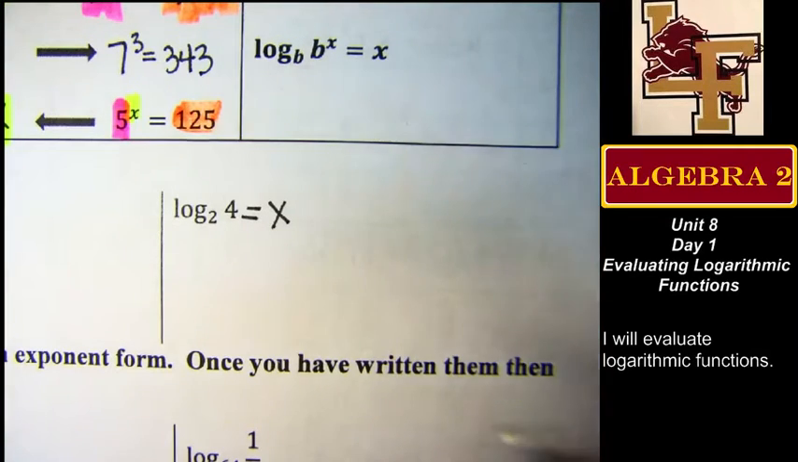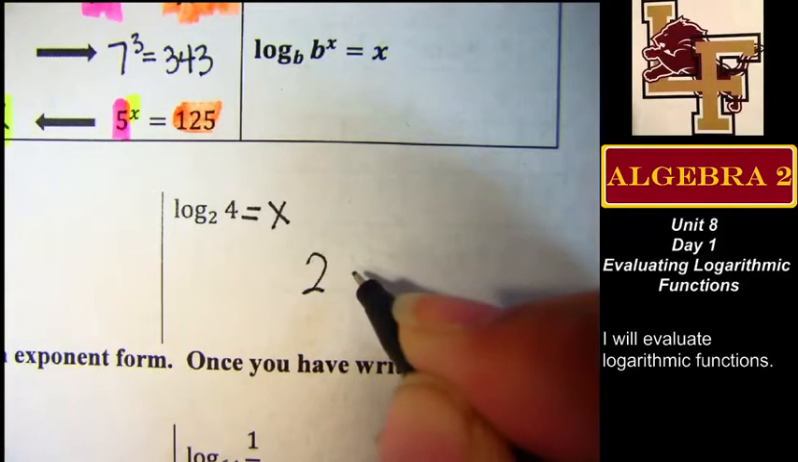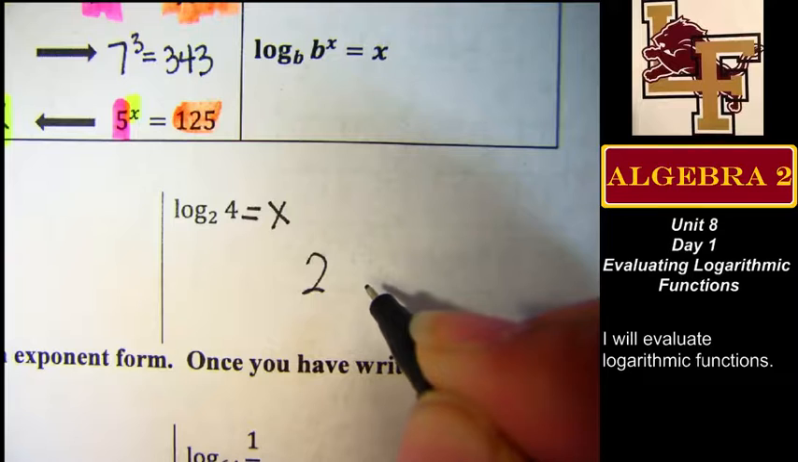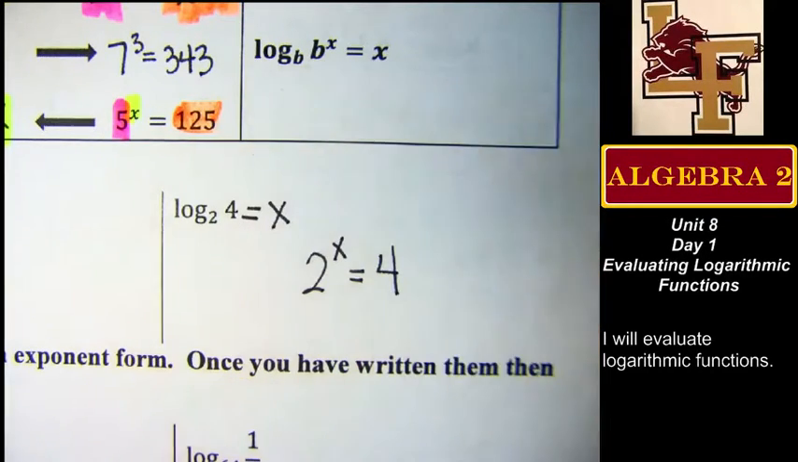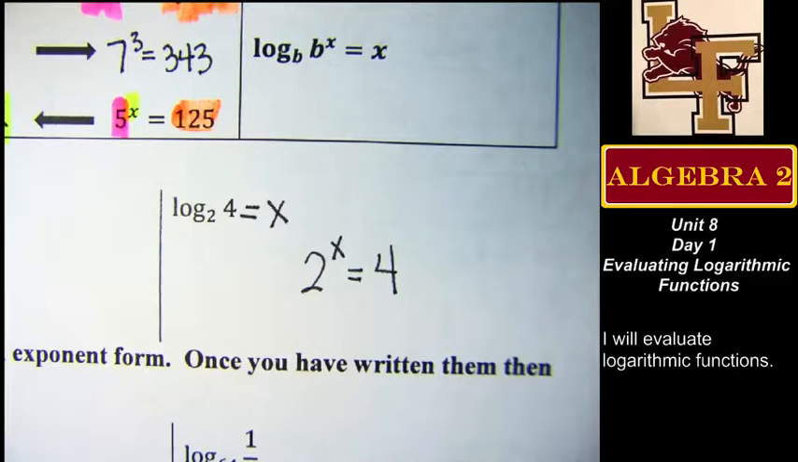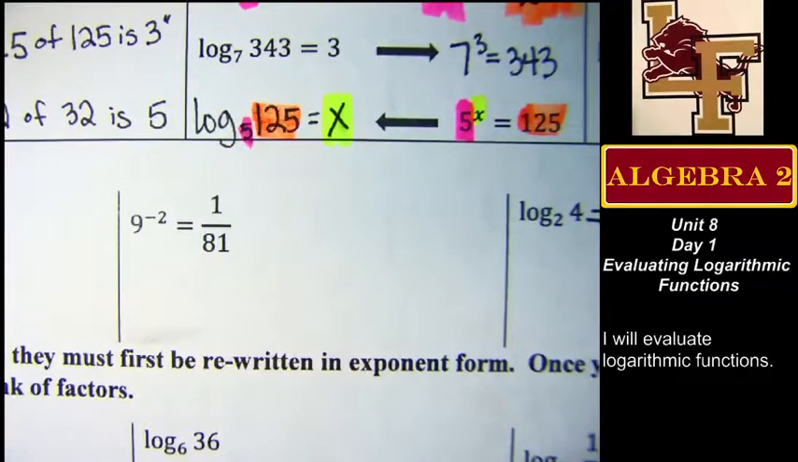What's the base? 2. What's the exponent? 4. No, wait, no. x. It's x. What's the result? 4. Equals 4. I could figure out what exponent I have to raise the number 2 to in order to equal 4, but that's not what I was asked. I was asked just to rewrite the thing. Did I rewrite the thing? Yes, I'm done. I don't care what x is right now. I'm just rewriting.